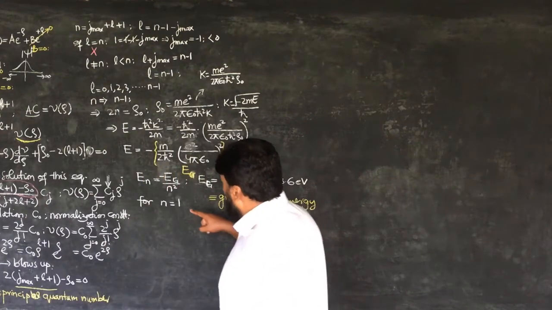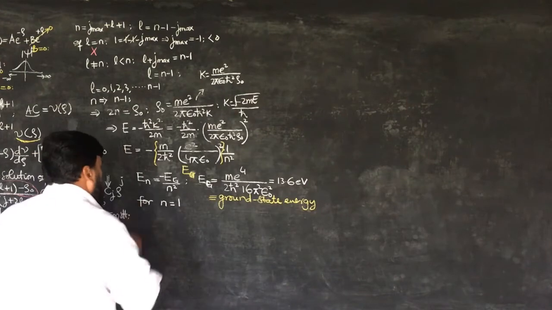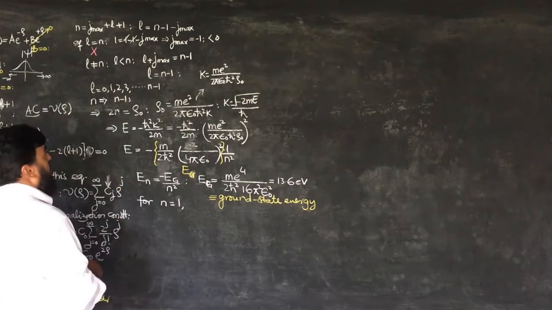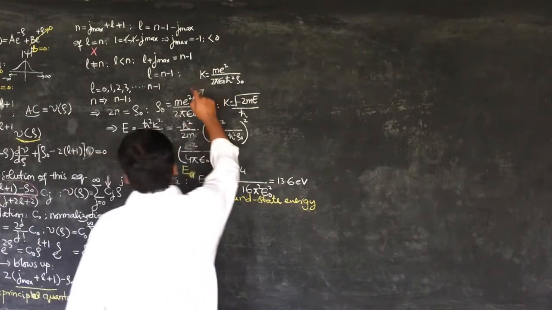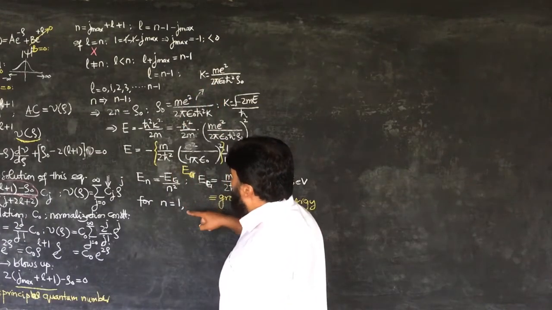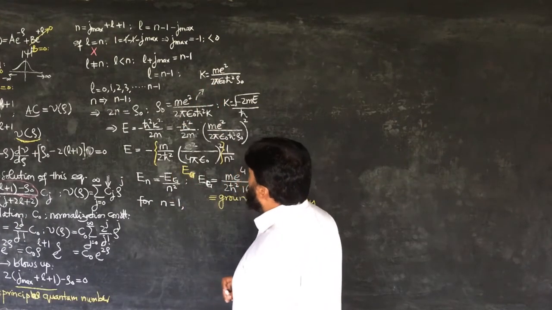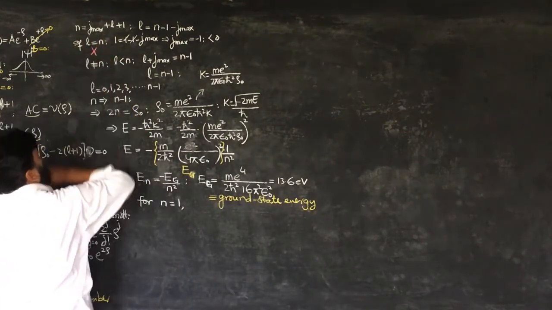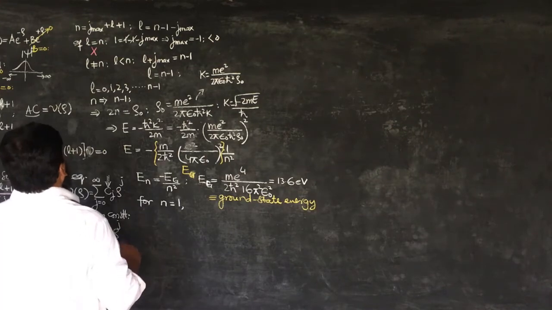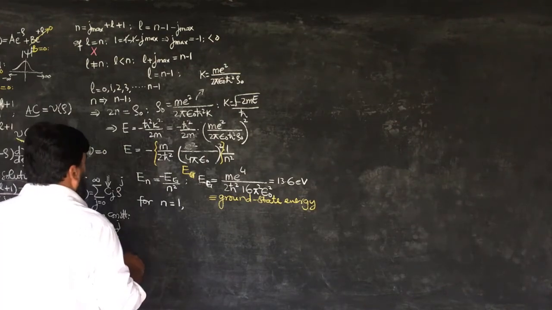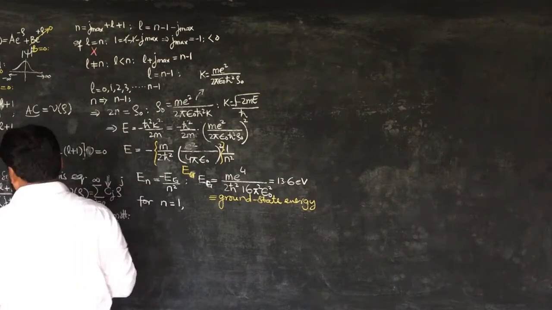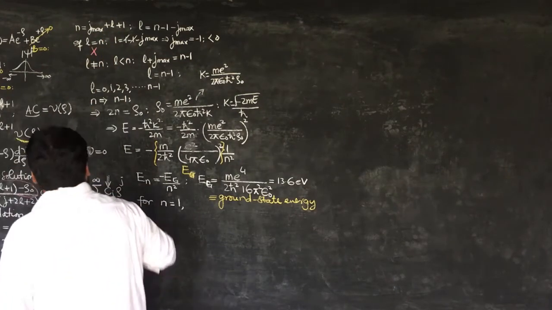Now, the starting value cannot be 0. The starting value should be 1. And from here, whether the next value will be a fraction or any other non-zero value, we will have to come back to this equation. And this equation is that n is j max plus L plus 1.